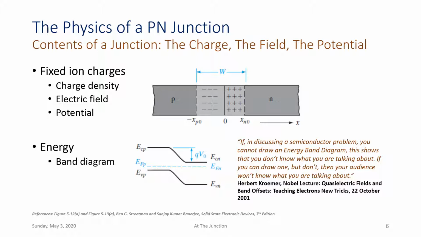So the energy diagram is very important in understanding the function and the operation of a junction. In fact, Herbert Kroemer said that if, in discussing a semiconductor problem, you cannot draw an energy band diagram, this shows that you don't know what you're talking about. If you can draw one, but you don't, then your audience won't know what you're talking about. So the energy band diagram is extremely important.